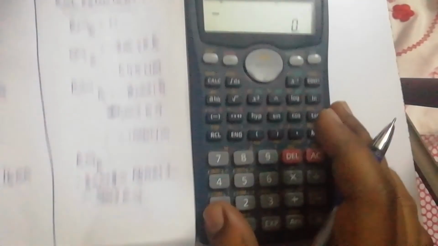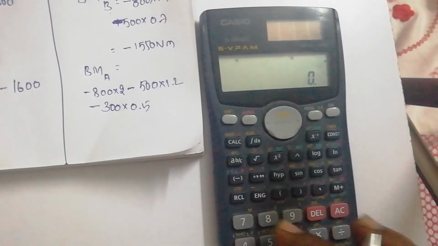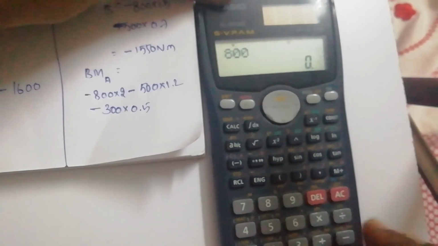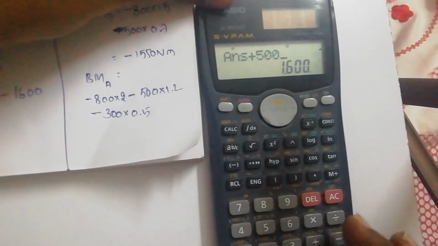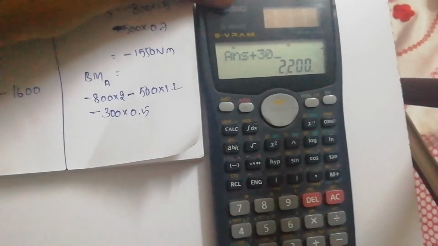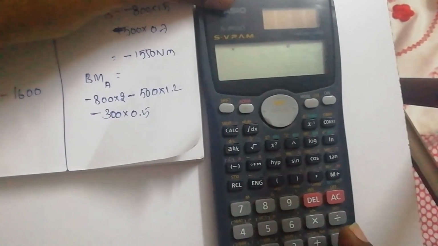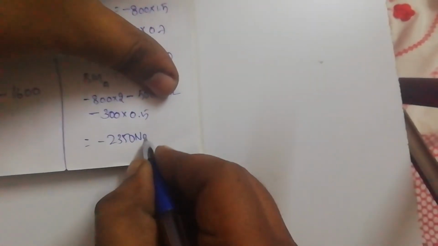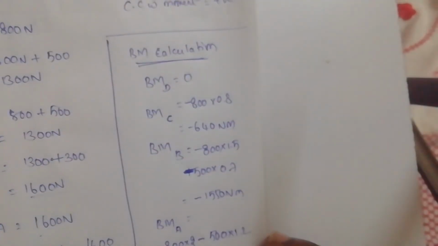Let us do this calculation, whatever values we have here. So 800 into 2, all are minus, so I am taking it in plus itself, okay, plus 500 into 1.2, plus 300 into 0.5. So what is the answer you are going to get? You are going to get minus 2350 Newton meters. So you are done with the bending moment calculation, okay, clear.